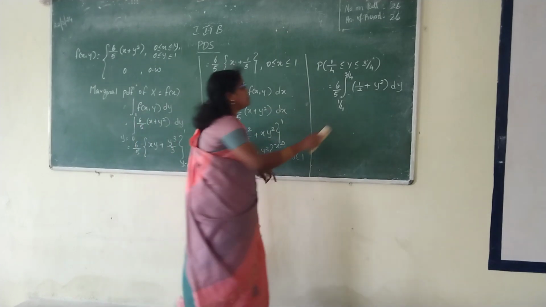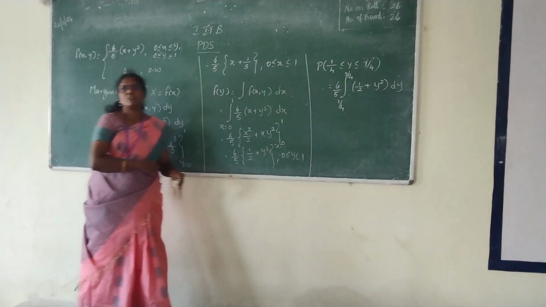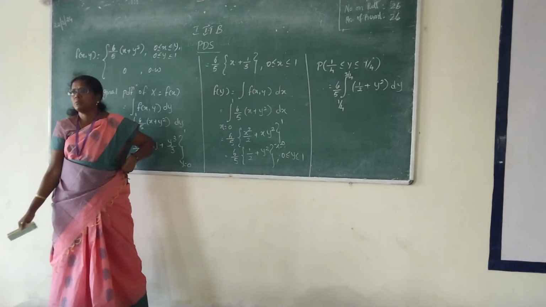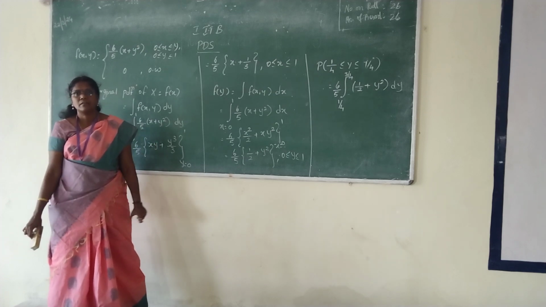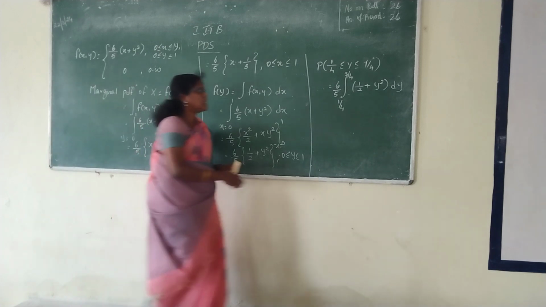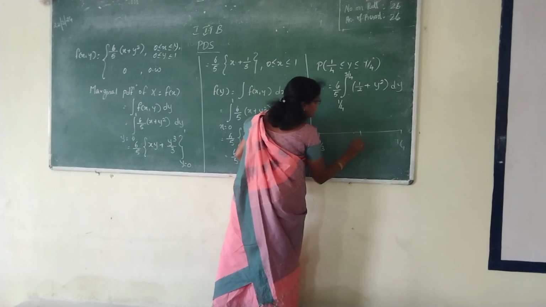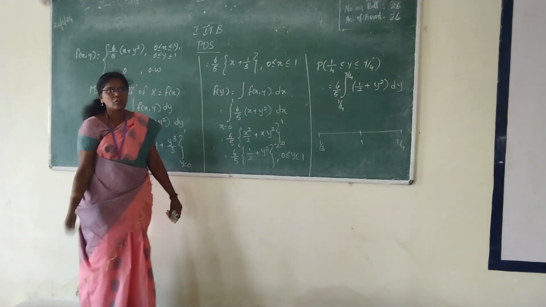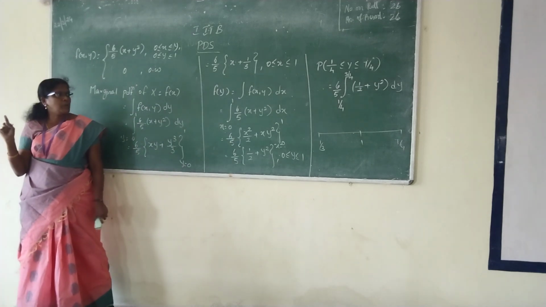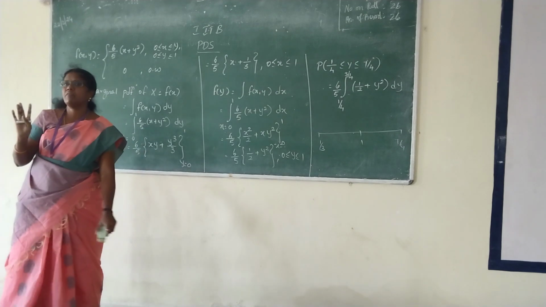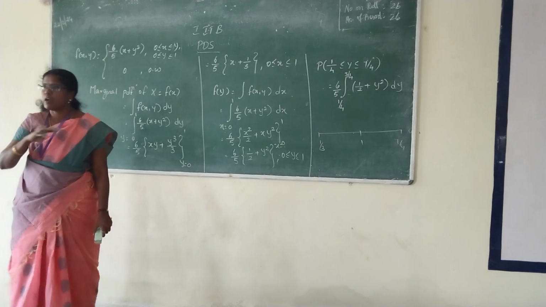In case the same problem is asked like this, what will you do? Instead of 3 by 4, it is 7 by 4. So what will you do? What upper limit will you take? You are supposed to integrate from 1 by 4 to 7 by 4. But the function is defined only up to 1. So how will you define the limit value? 1 by 4 to 1. Because beyond 1 the function is not defined at all.